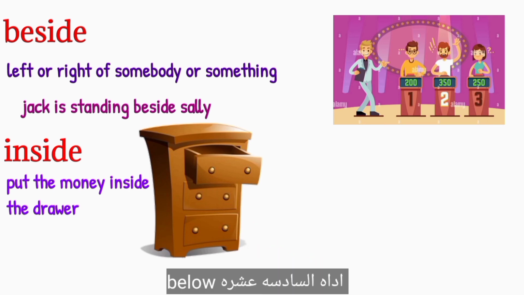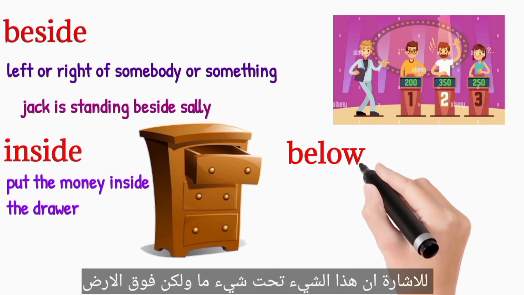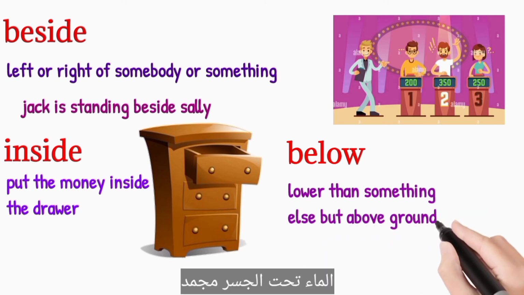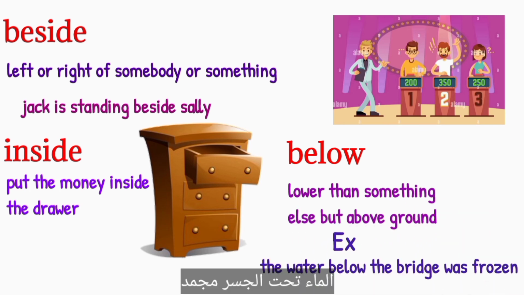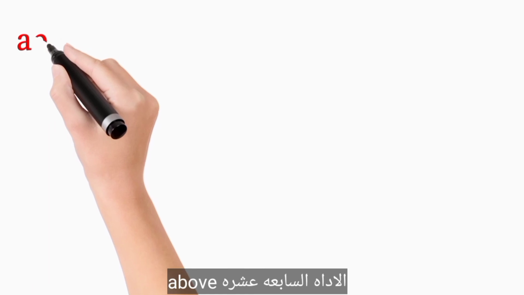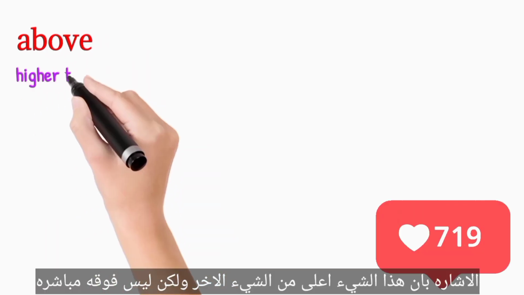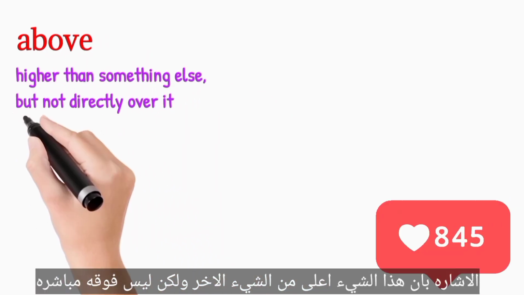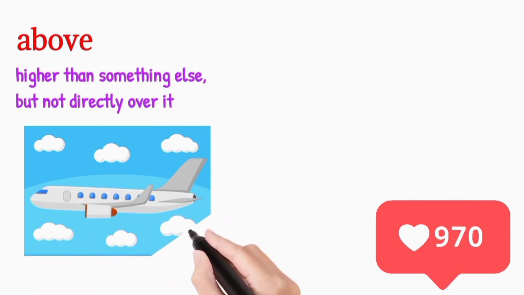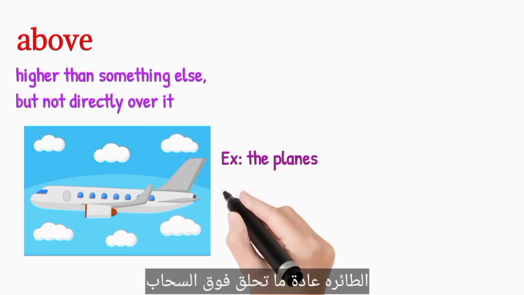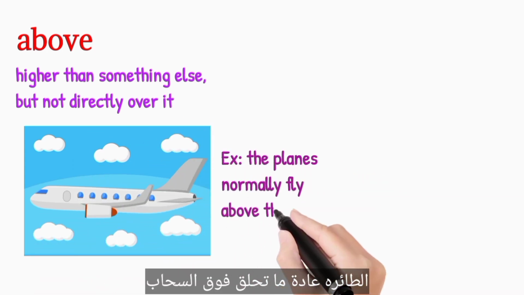Sixteen. Below. Lower than something else but above the ground. For example, the water below the bridge was frozen. Seventeen. Above. We use above when something is higher than something else, but not directly over it. As an example, the plane normally flies above the clouds.